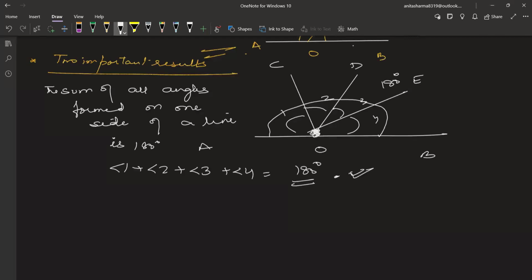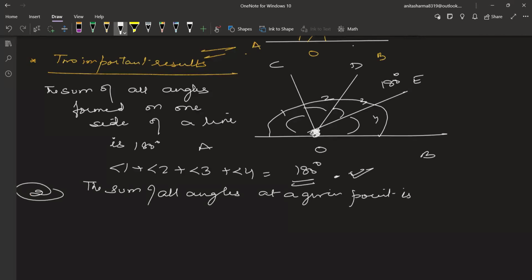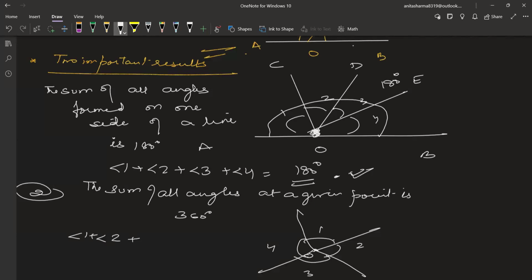And second thing is the sum of all angles at a given point is 360 degrees. Suppose a particular point O is given, and here these types of angles are given, right? So they form a complete angle, beta. So let 1, 2, 3, 4, their sum should be equal to 360 degrees. Is it clear?